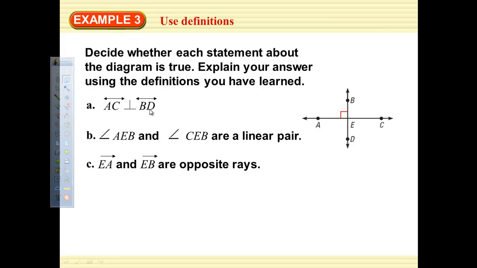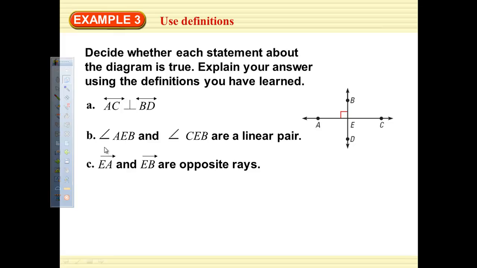So for this first statement, we have the picture over here, and it says line AC is perpendicular to line BD. If we look, we have this box right here, and that shows that there's a right angle formed here. And if a right angle is formed there, then we know that there are perpendicular lines there. So our definition would be perpendicular lines form right angles, therefore the two lines are perpendicular. So again, the definition we would use is perpendicular lines form right angles.